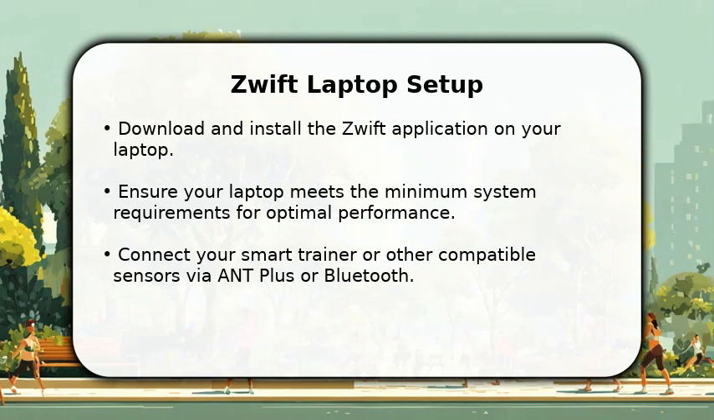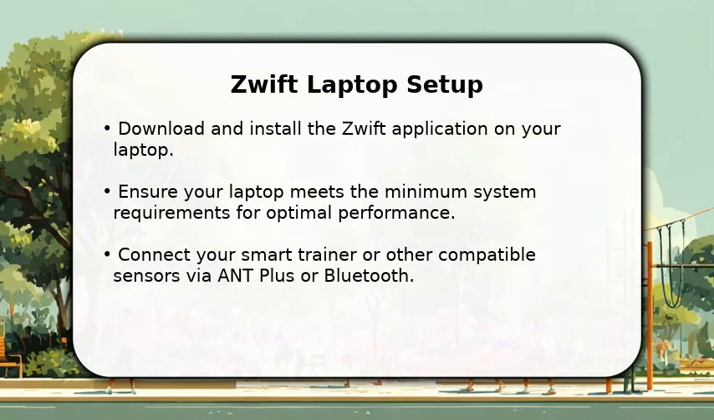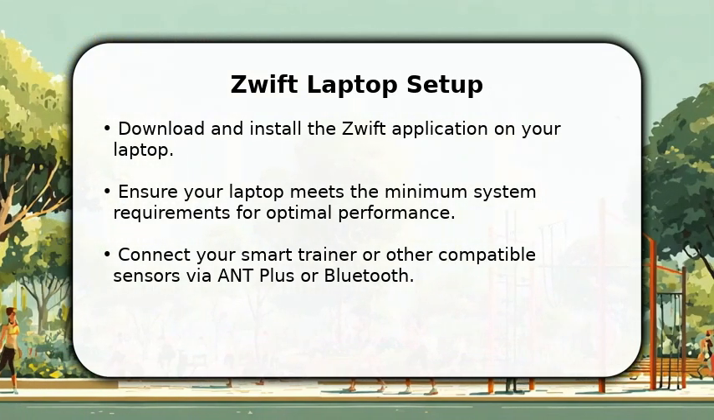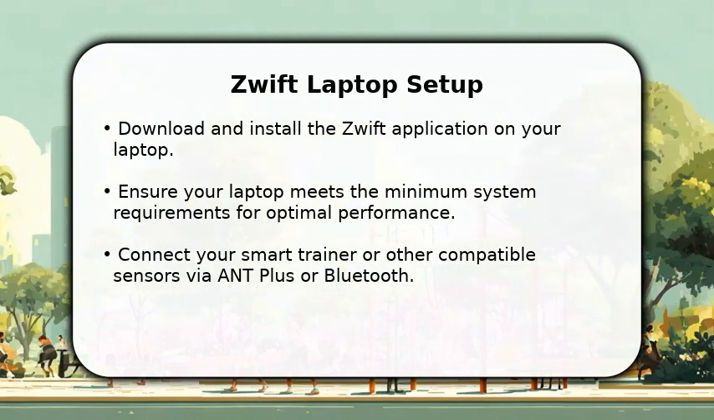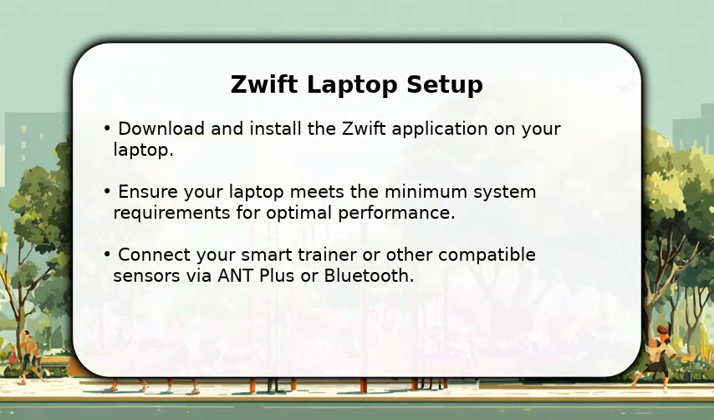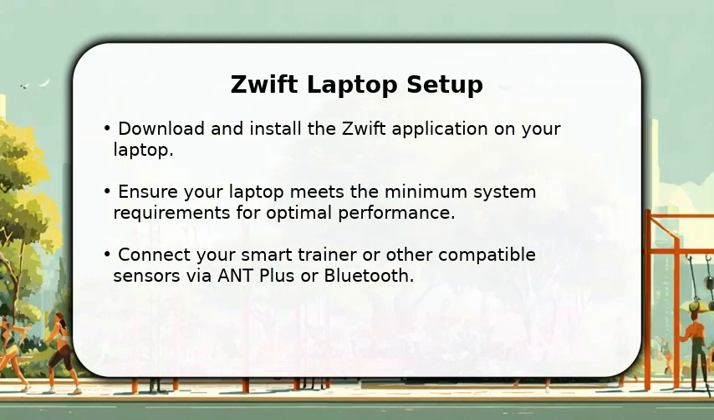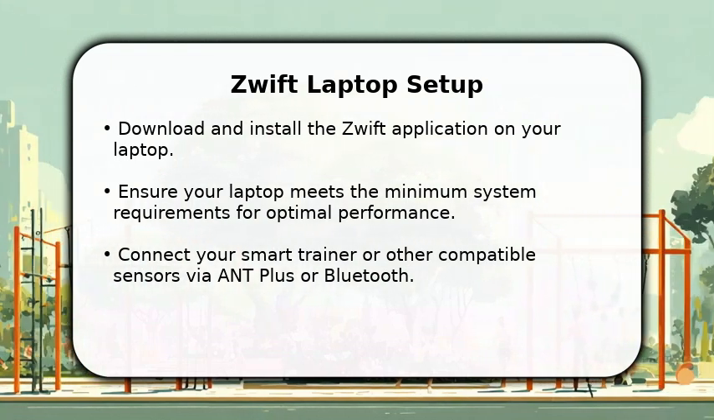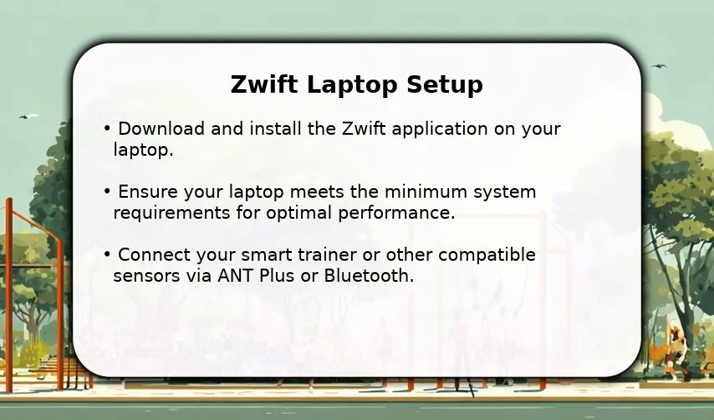In this video, I will explain how to use Zwift on your laptop. First, you'll need to download and install the Zwift application directly onto your computer. Make sure your laptop meets the minimum system requirements for a smooth experience, typically requiring a modern operating system and a decent graphics card. Once installed, you'll connect your smart trainer or other compatible sensors, like a power meter or speed and cadence sensors, using either ANT+ or Bluetooth technology. This initial setup takes just a few simple steps.